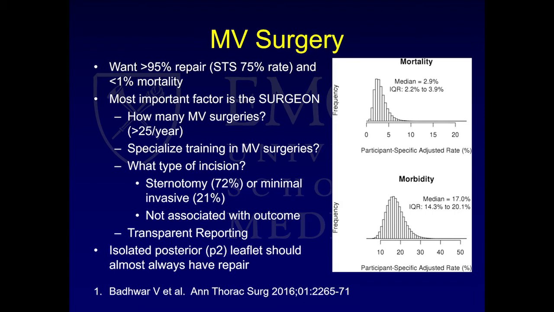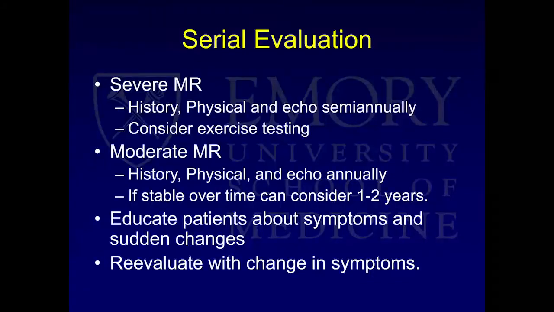Finally, the most common thing you see is posterior P2 prolapse. If you have that situation, if your surgeon cannot repair that lesion, you better find another surgeon, because that is the easiest repair for a surgeon to be able to accomplish. And so if they're not giving you mitral valve repairs, send them somewhere else.